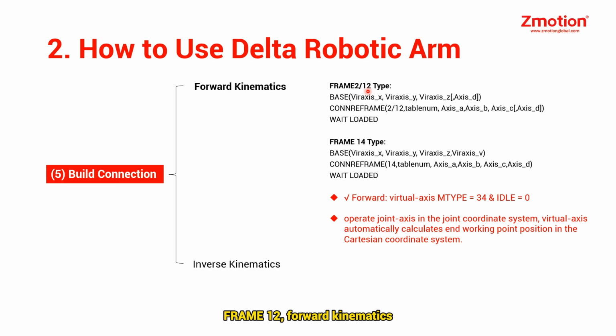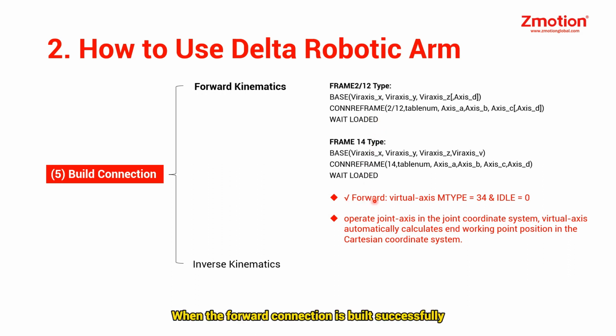Frame 12, forward kinematics. Before, select 3 virtual axes and 1 end rotary axis. Then, use this specified command to do forward connection. Parameter 1, robotic arm type. 12 means Delta Robotic Arm type. Parameter 2, table starting number. Table is used to save robot structural parameters and arrays. Parameter 3 to parameter 6, they are joint axis and rotary axis numbers. At last, use this command to wait for the motion to be loaded.